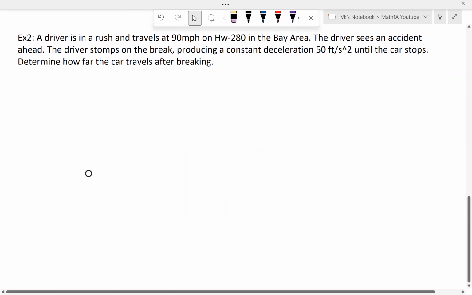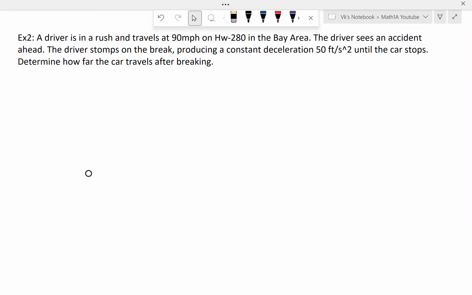Example 2. A driver is in a rush and travels at 90 miles per hour on Highway 280 in the Bay Area. The driver sees an accident ahead. The driver stamps on the brake, producing a constant deceleration of 50 feet per second squared until the car stops. Determine how far the car travels after braking.